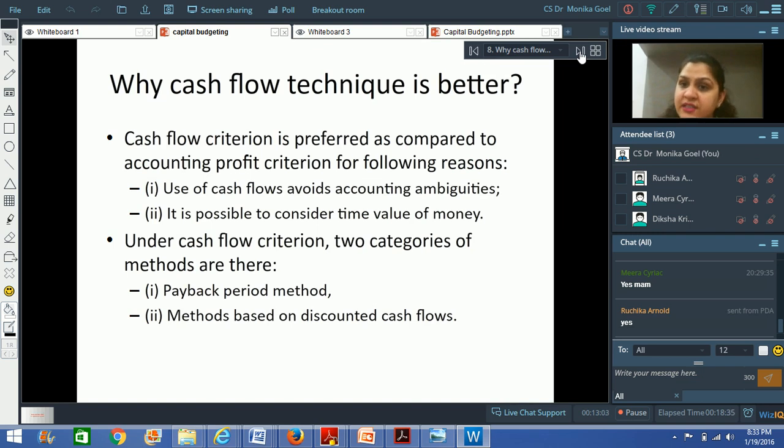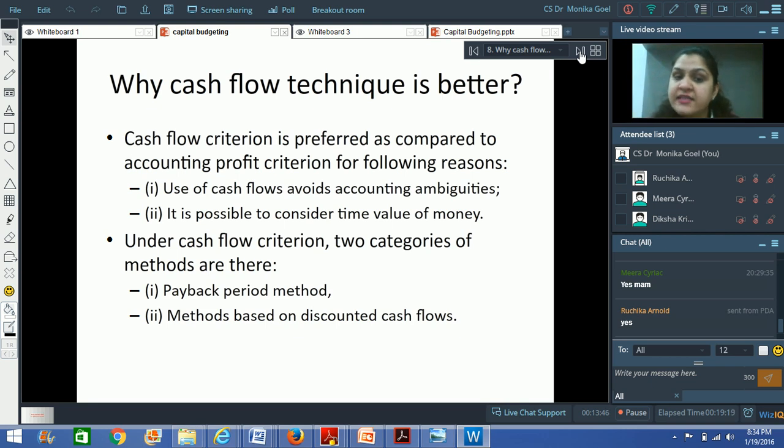Now the question comes, why is the cash flow technique better? And why, as a manager of finance, am I more interested in the cash flow technique rather than using the accounting profits? There are two reasons. One is that in the accounting technique, there is a possibility of a lot of ambiguity, because how much depreciation I charge completely depends upon the method of depreciation I decide to use. And I can even change the method of depreciation. So there can be some ambiguity if I use the accounting technique, and in order to avoid that ambiguity, I am using the cash flow technique.